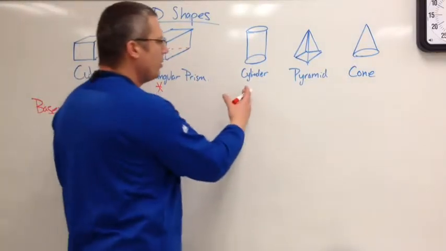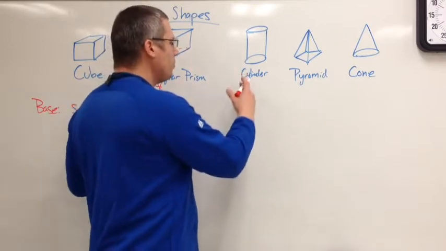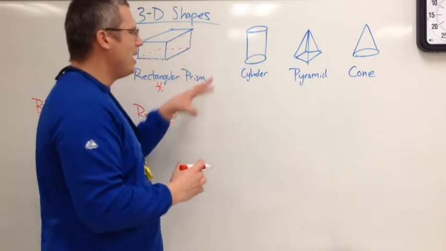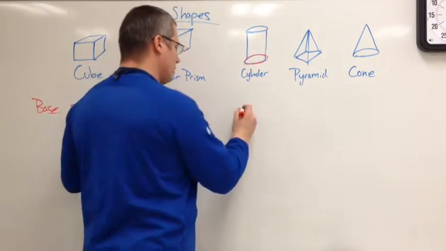Next up, a cylinder. Soda cans, canned veggies, canned fruit. What would the base be? If I sat it flat, well, take a look. What shape is the base? It's a circle.